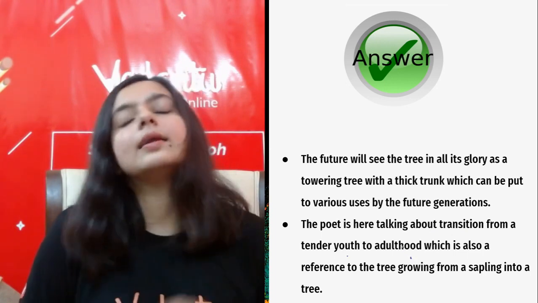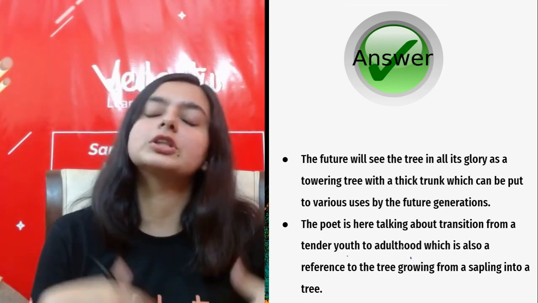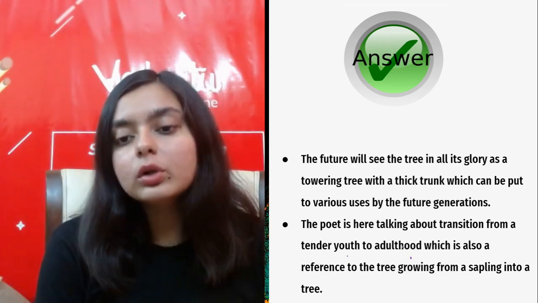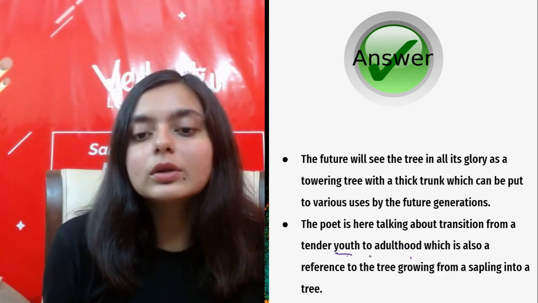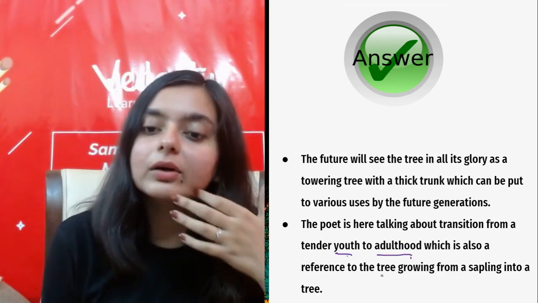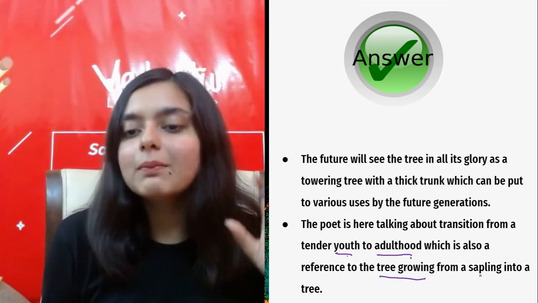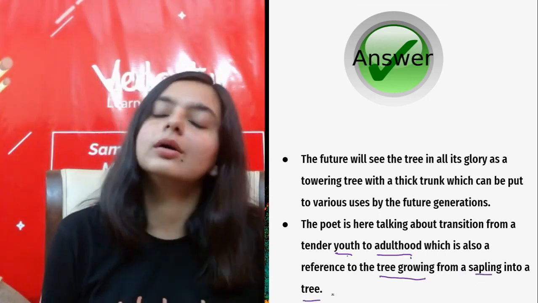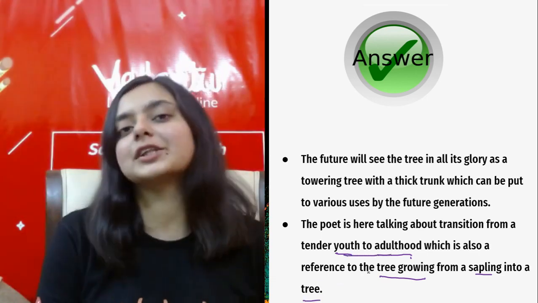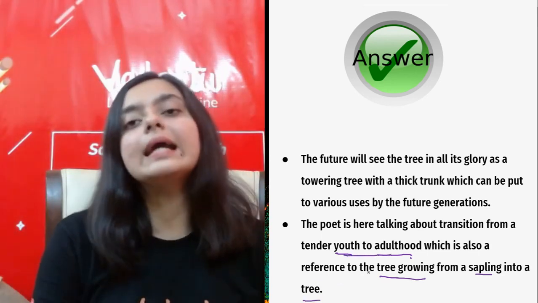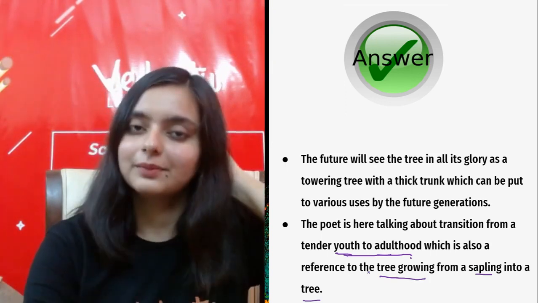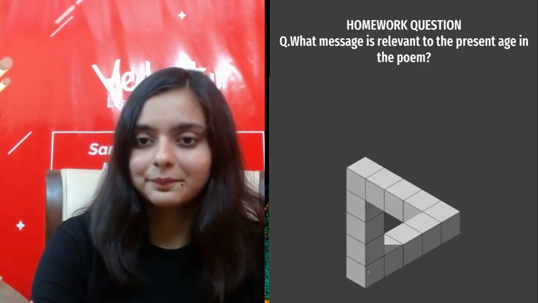So see, here the poet is not just talking about the transition from youth to adulthood about human beings, but he's also talking about the tree over here. From a sapling, it is going to become a tree. So definitely he's talking about that transition from youth to being an adult. And this would be enjoyed by the future generation, the upcoming generation.